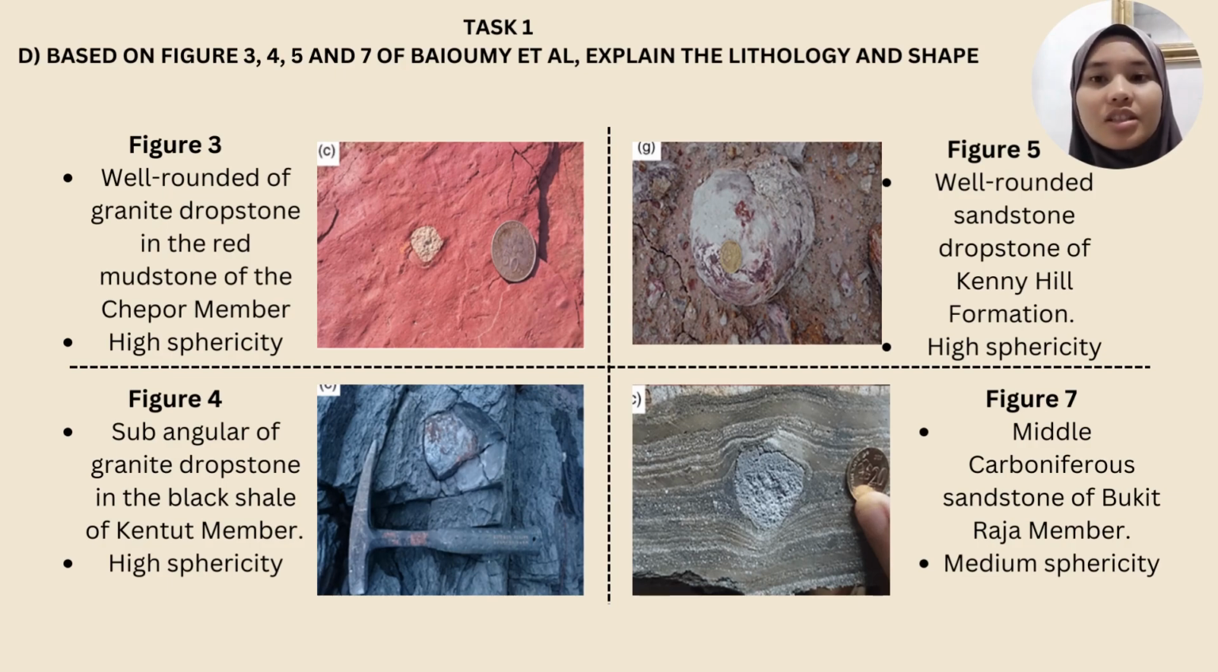Based on figure 3, it shows well-rounded granite dropstone in the red mudstone of the Chepor member, which has high sphericity, while for figure 4, it has subangular granite dropstone in the black shales of the Chepor member that have high sphericity. For figure 5, it has well-rounded sandstone dropstone of the Kenny Hill Formation with high sphericity. Lastly, for figure 7, it has Carboniferous sandstone of the Bukit Raja member with medium sphericity.